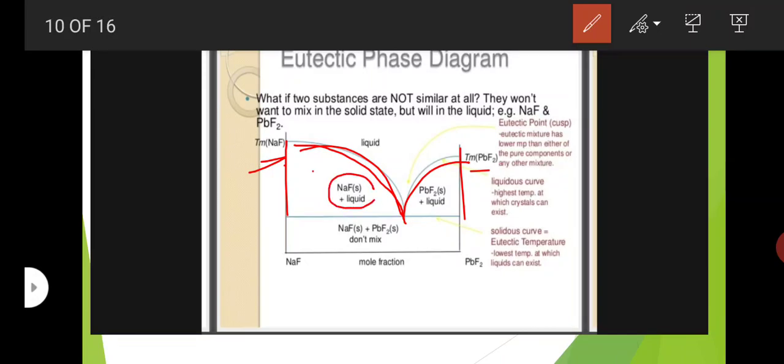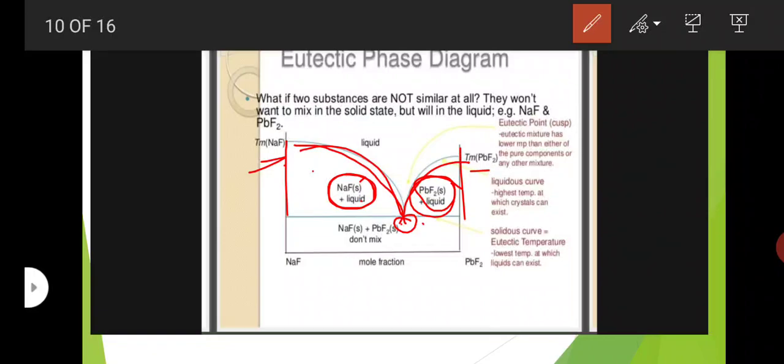Okay, here this area is having two phases, solid and liquid, and this area also having two phases, solid and liquid. Okay, this is the eutectic point. Eutectic point means mixture has lower melting point than either the pure components or any other mixture. Liquidus curve: highest temperature at which crystals can exist. Solidus curve: eutectic temperature, lowest temperature at which liquids can exist.